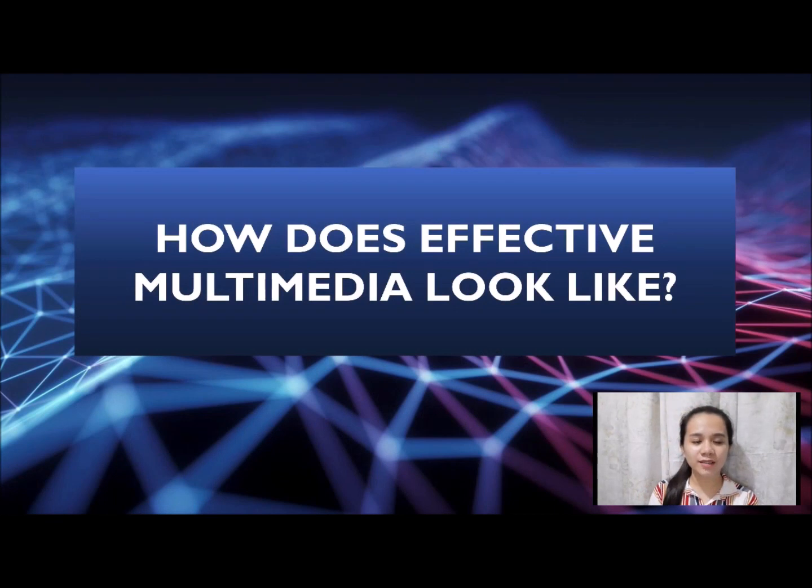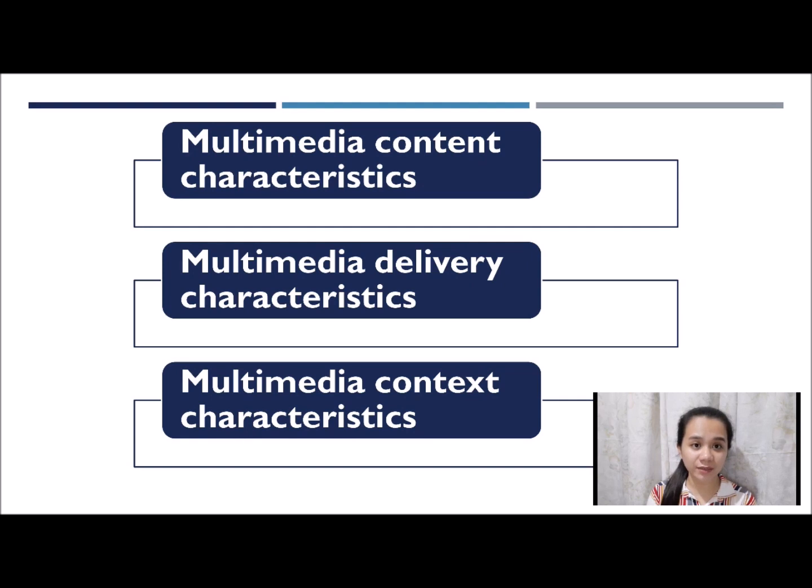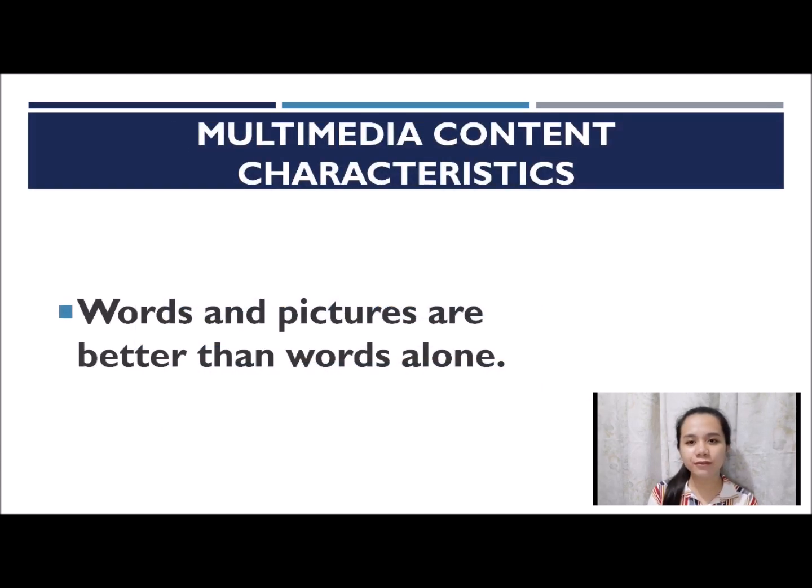Now the question is, what does effective multimedia look like? There are some principles that can help us if we want to use multimedia effectively. The first one is content characteristics, or the presentation itself. Second, delivery characteristics. How do we deliver our presentation? And the last one is the context characteristics, or why do we do it? Next, let's have first multimedia content characteristics.